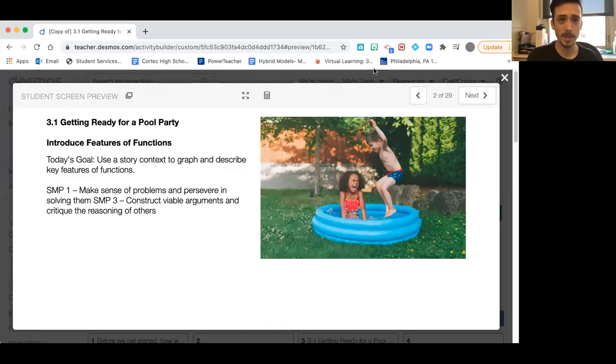3.1 Desmos Lab. If you're watching this, you might have been absent, or maybe you just need a quick refresher on what was covered in this lab. I'm Mr. Cortez during this whole video. Let's dive into it. 3.1, getting ready for a pool party.